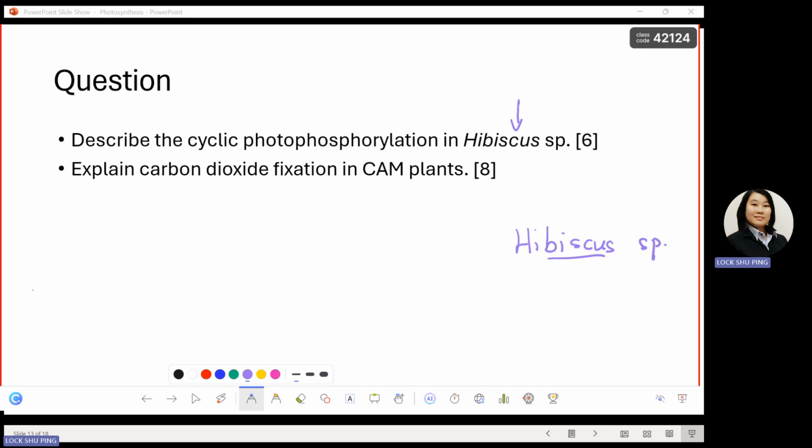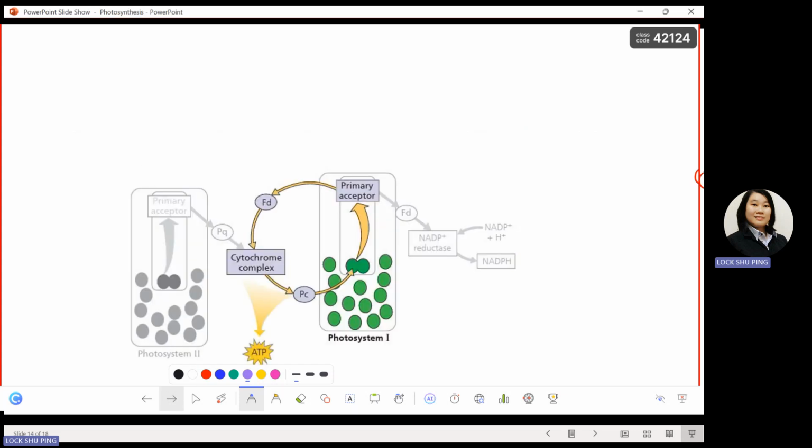Okay, so before we discuss in detail how to answer this question, bear in mind cyclic photophosphorylation. When we're talking about these questions, you should come out with a diagram which is suitable to this particular answer. Also recall the carbon fixation, the CAM cycle diagram, and the Calvin cycle diagram. So there will be three diagrams that we're going to use today: the cyclic photophosphorylation diagram, the Calvin cycle diagram, and also the CAM cycle diagram. Okay, so this is the diagram that we use for the cyclic photophosphorylation.